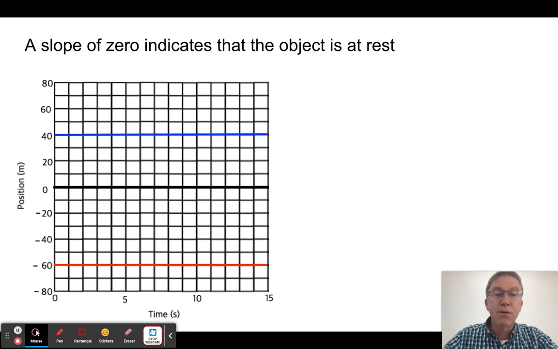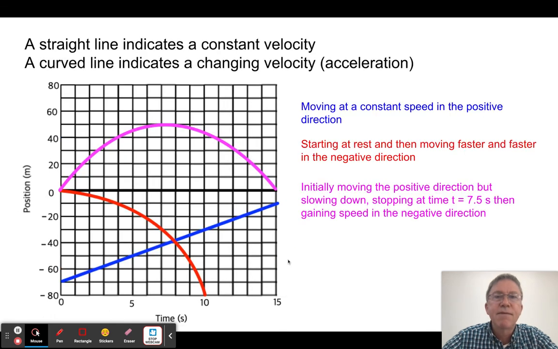What if the slope equals 0? Well, if the slope equals 0, it means the object is at rest. It is not moving. So in this case, the blue one is at rest 40 meters to my right. This one is at rest 60 meters to my left, or to the west, whatever other direction I choose to call it, positive or negative.